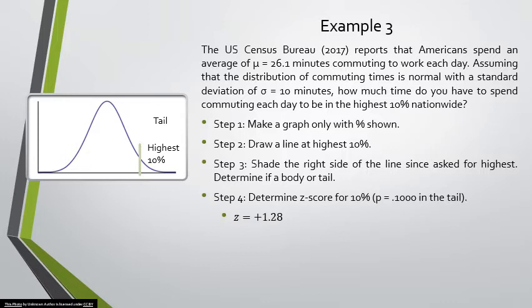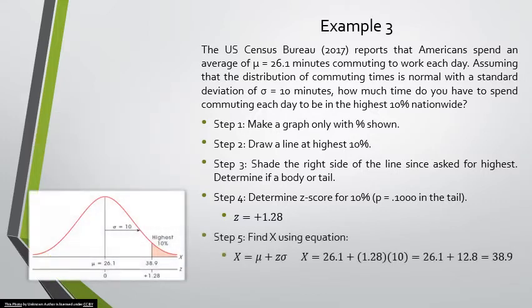Then you determine the z-score for 10%. Remember, you have to change the 10% into a p-value, which is p equals 0.1000. So on the table, you're going to find what z-score is closest to p equals 0.1000 in column C. And you're going to find a z-score of plus 1.28.